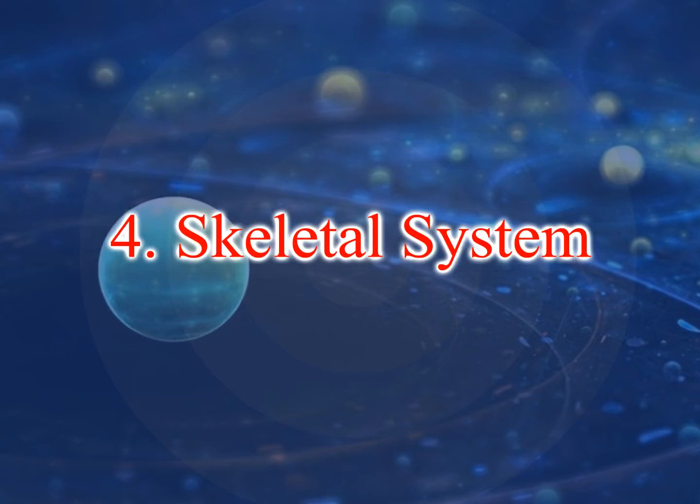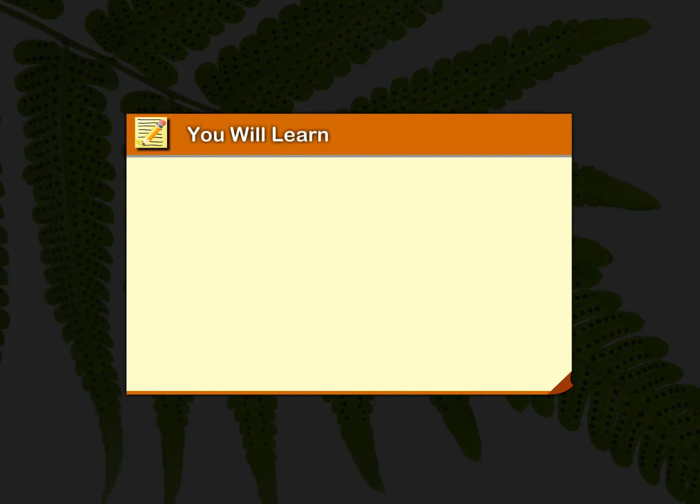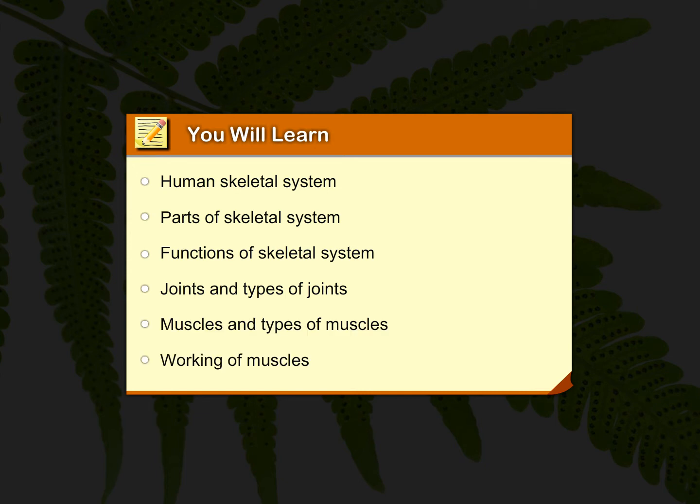Chapter 4 Skeletal System. You will learn Human Skeletal System, Parts of Skeletal System, Functions of Skeletal System, Joints and Types of Joints, Muscles and Types of Muscles, Working of Muscles.